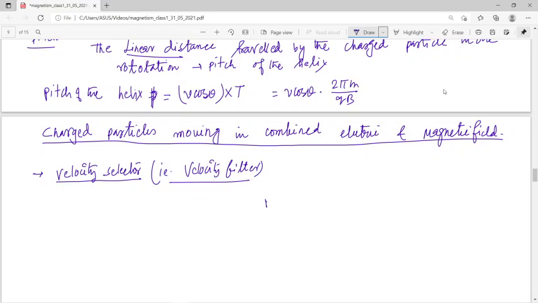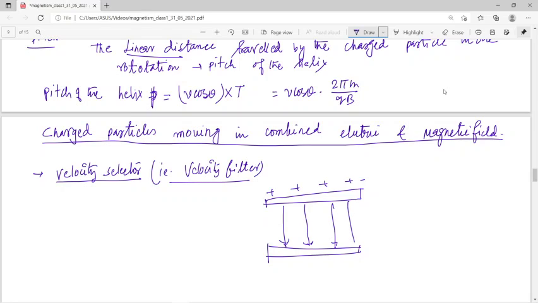Say this is the two equally and oppositely charged plates. Say this is positive and that is negative, such that the electric field is set up from the positive to the negative plate.